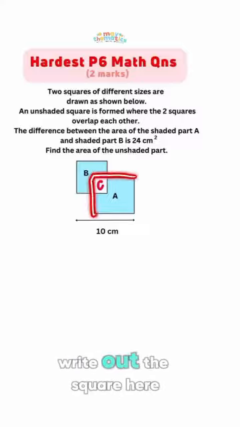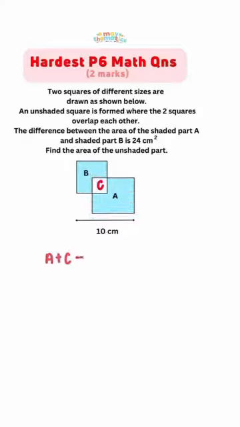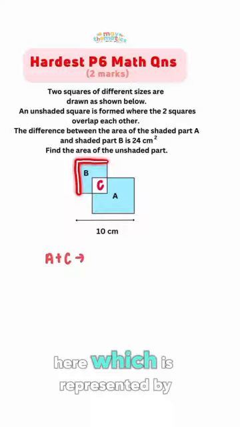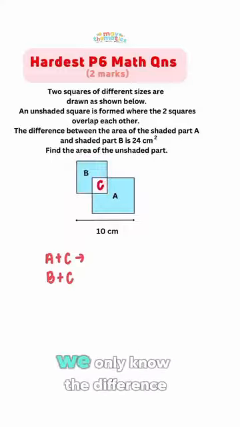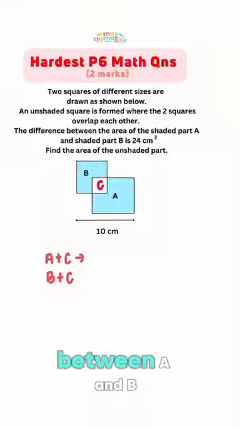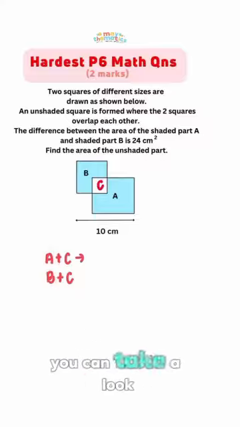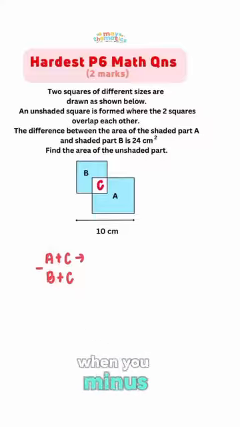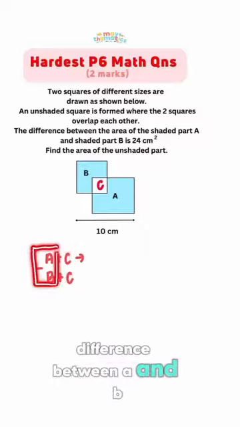Now, given we have the squares, I will try to write out the square here, which is represented by A and C, as well as the square here, which is represented by B and C. Do take note that we only know the difference between A and B. How do you get the difference between A and B? You can just minus, because when you minus, the C will get minused away, and you are finding the difference between A and B.